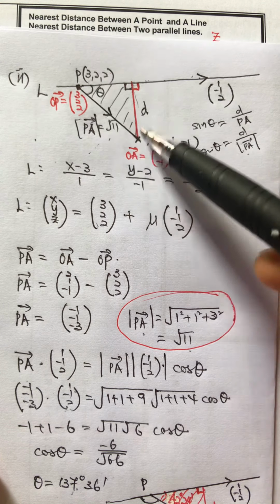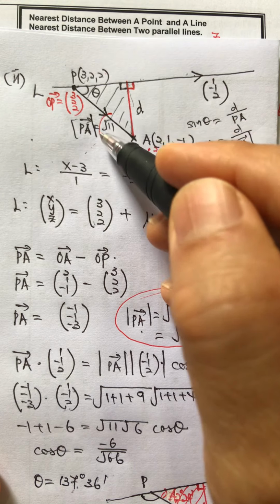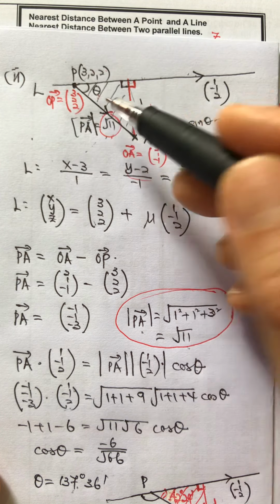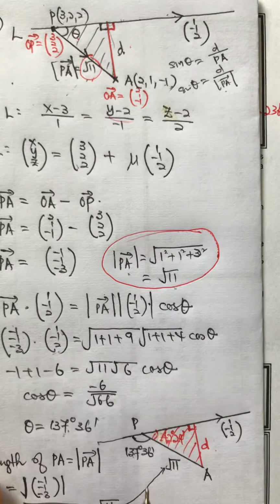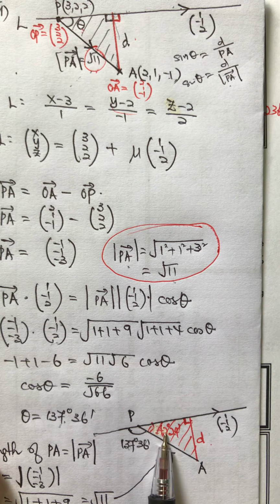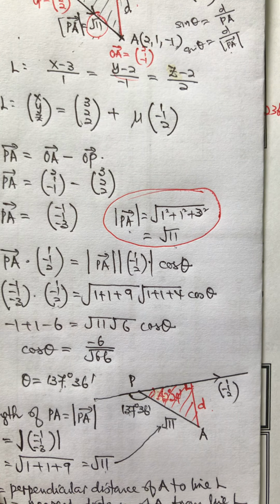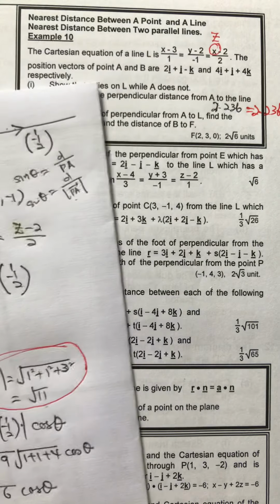And then from this triangle, you know this distance is square root of 11. So d over square root of 11 is sine of this angle. But here we found the angle is obtuse, so you must take this. So sine of this angle is d over square root of 11. So you find the d. Okay? That is how you find.